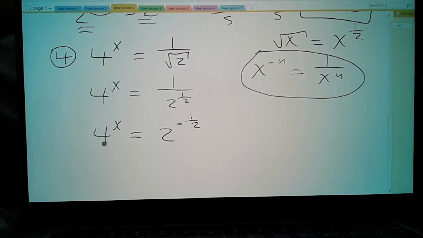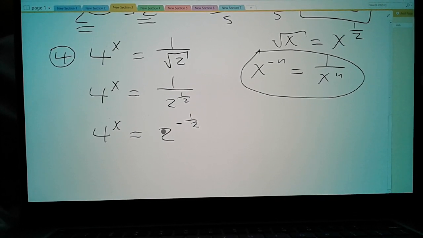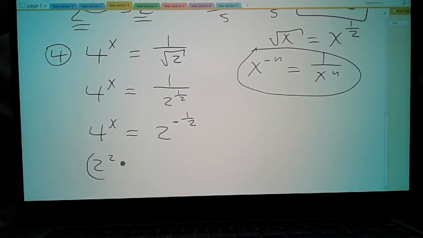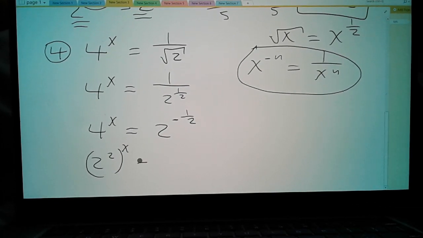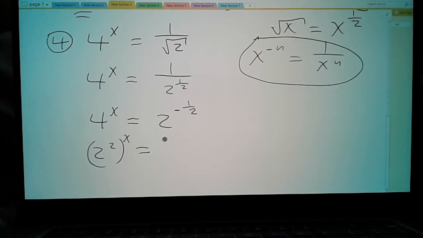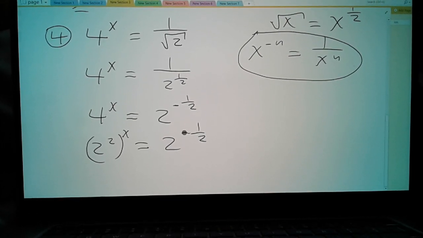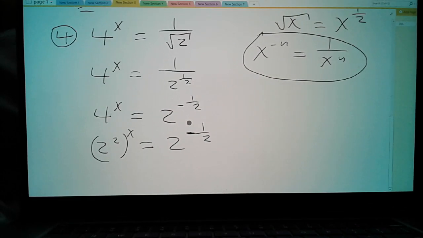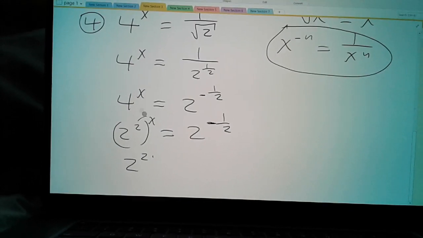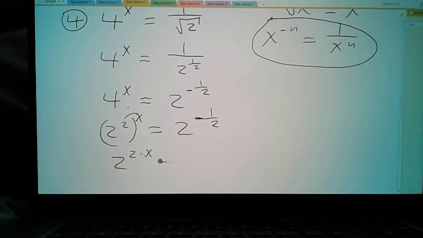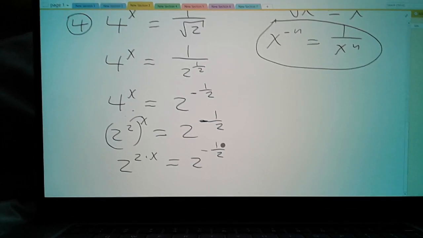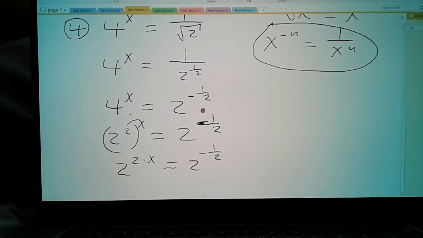So the problem is I only have a 4. Here I have a 2. But we know that 4 is really the same as 2 squared. So 2 times 2 is 4. So I have another exponent raised to a power, just like the previous problem. So 2 squared to the x would mean 2 to the 2 times x. I can multiply those together. Equals 2 to the negative 1/2. That's a negative 1/2.